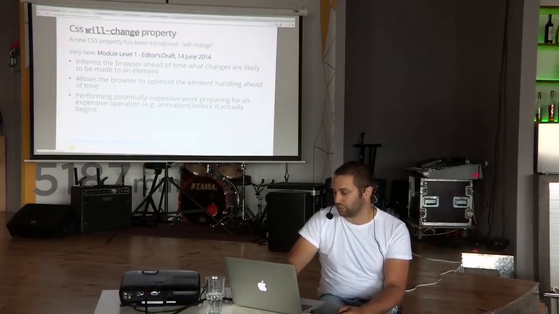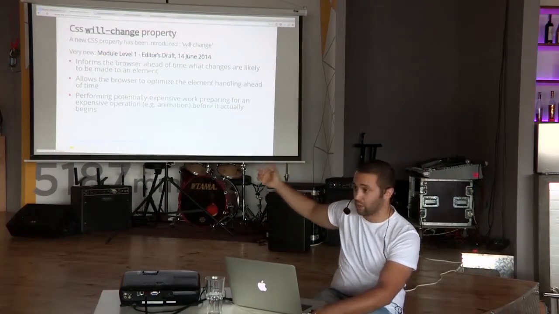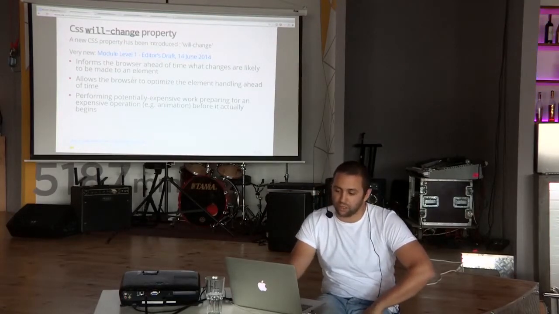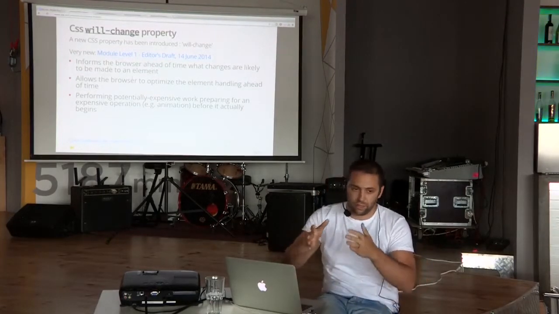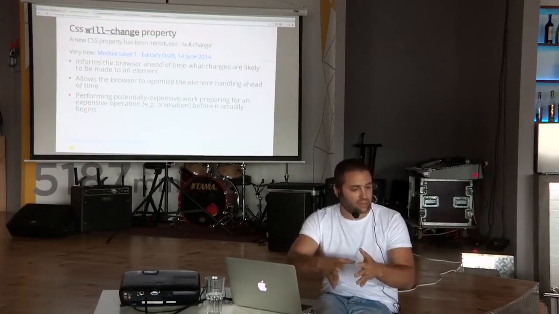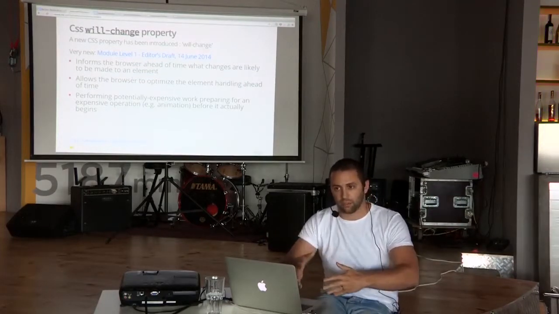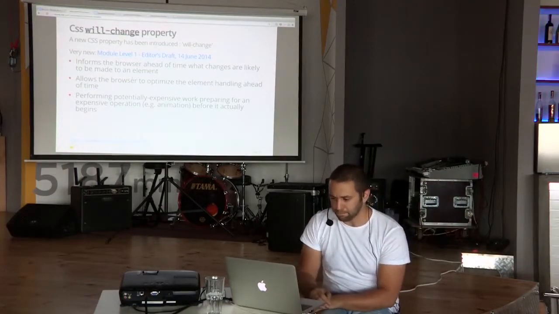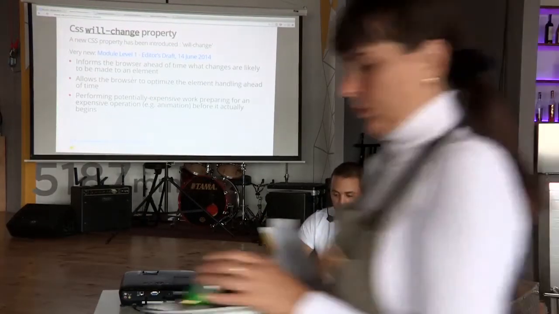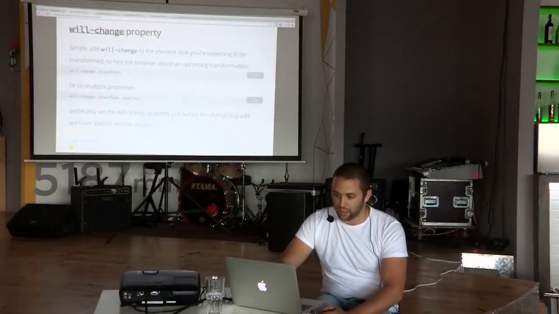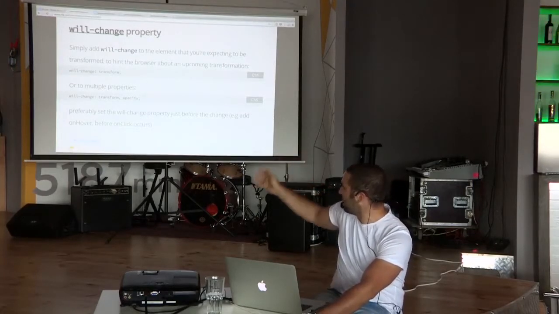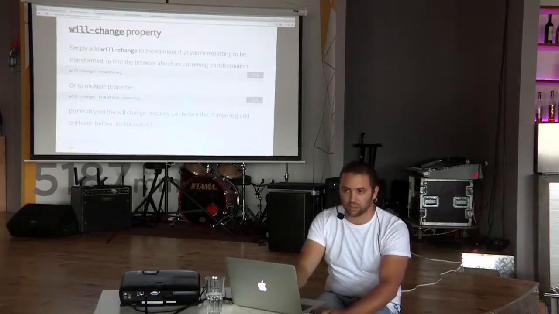The editor draft in the spec is from a week ago. It informs the browser ahead of time what's going to be changed on that element, and you leave the browser the power to decide what kind of optimization it wants to do on that element, if at all. Potentially expensive work to prepare that operation is done before it actually happens. It's very simple. You just put CSS on the element and say, I will change transform, for example. So it knows to optimize it accordingly.